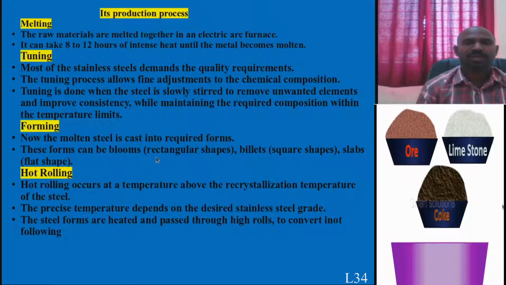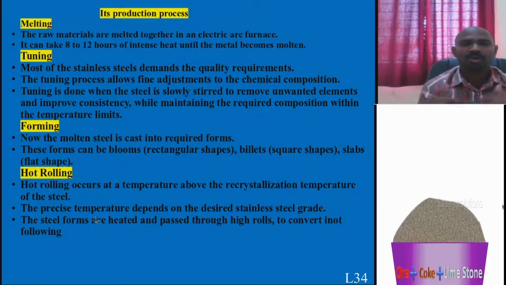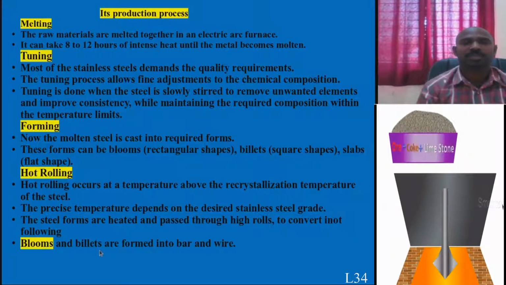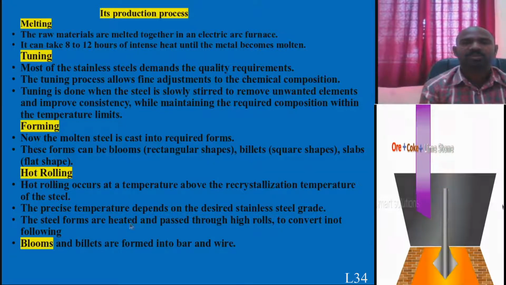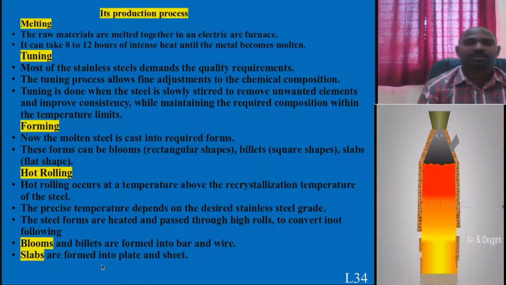By passing these semi-finished goods through rolls, they are converted into the following shapes. Those shapes could be from blooms and billets to bar and wire. It has been converted by hot rolling method. It was bloom and billet. Similarly slab, these particular slabs are converted into plate and sheet form.